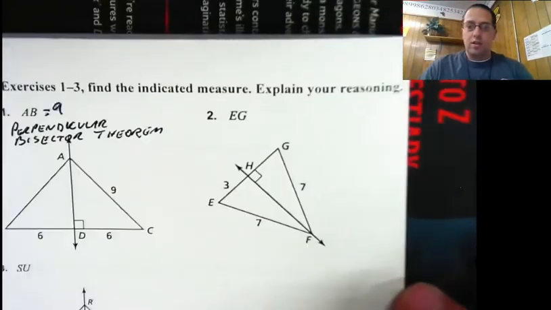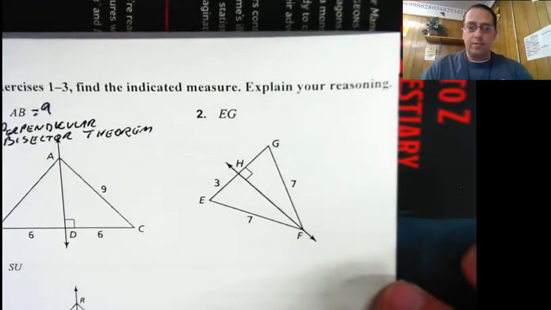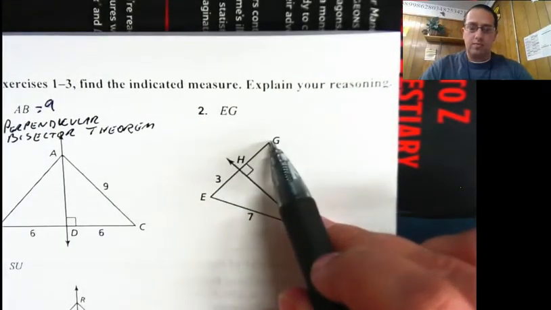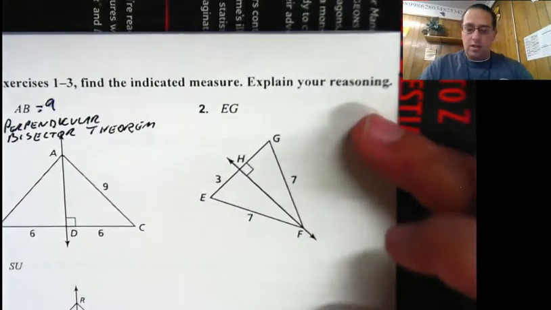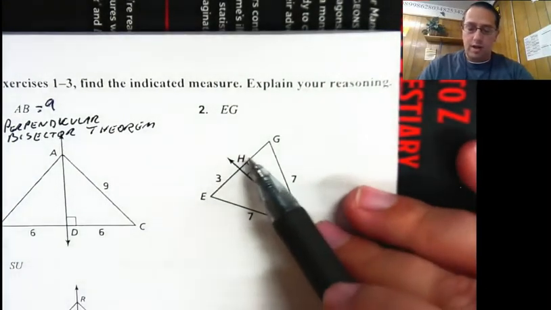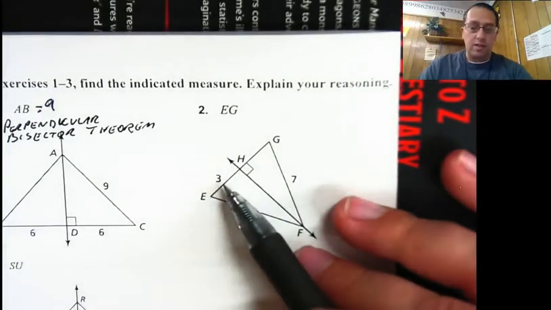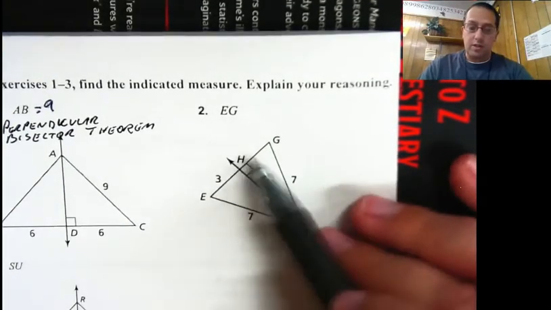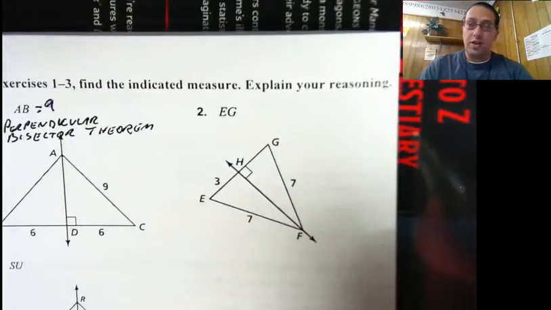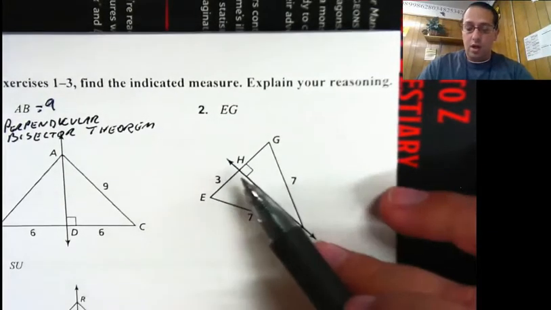Okay, so let's take a look at EG. EG, from E to G. Well, let's see here. We do have a perpendicular line. It would be nice if HG was the same as EH, right? Perpendicular bisector, but it doesn't show that it's a perpendicular bisector. It just shows it's perpendicular, not a perpendicular bisector.